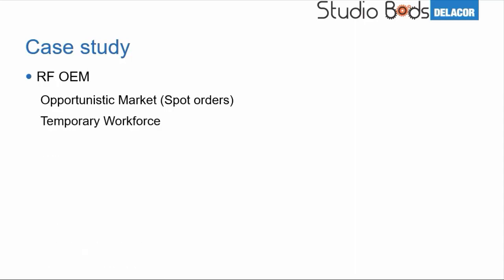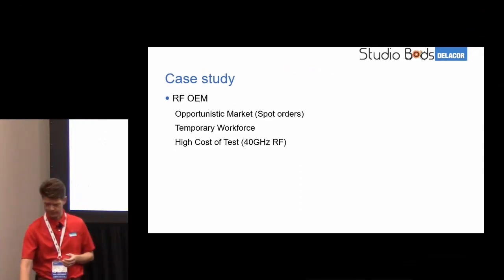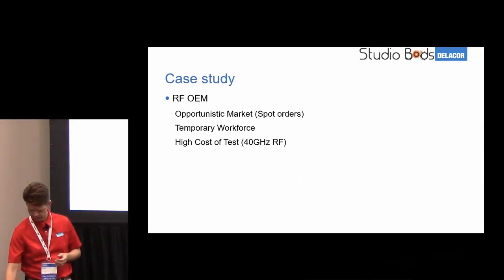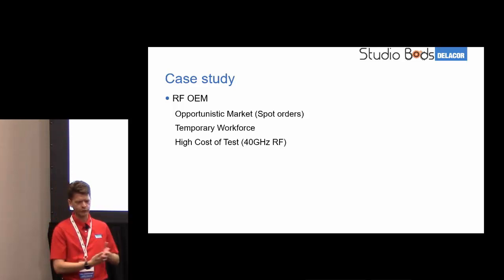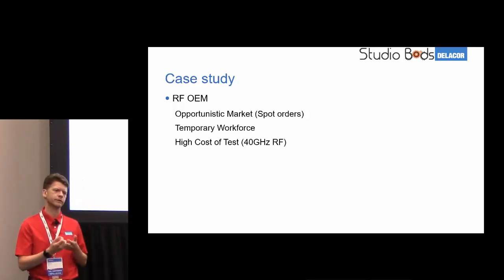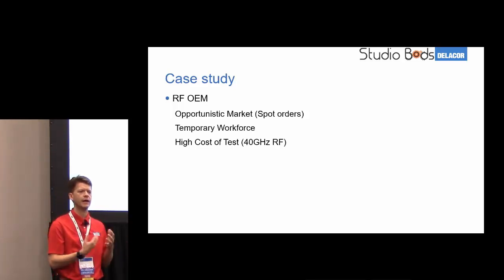Because of this, it's often a temporary workforce. The volume that they're having to produce flexes rapidly over time, so they often use contract staff to achieve this. And there's the high cost of test. The test equipment is expensive. You can't afford to have racks of equipment sitting around just in case you win an order. So, when a spot order comes in, typically what they would do is go and hire some agency staff and rent an additional test station, one of these expensive test stations.